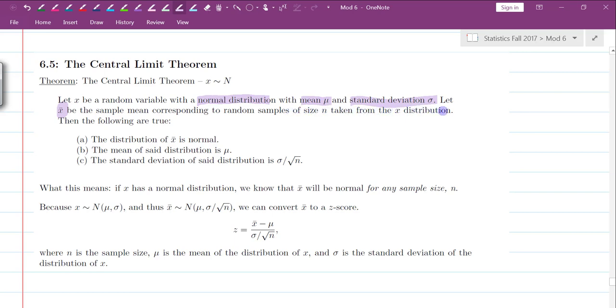Concerning x bar, the following are true. The distribution of x bar is normal. The mean of the said distribution is equal to mu, and the standard deviation of the said distribution is the standard deviation divided by the square root of n. So sigma divided by the square root of n. These are very important. We must remember those and we must know how to use those. So what this means is if x has a normal distribution, we know that x bar will be normally distributed for any sample size n.